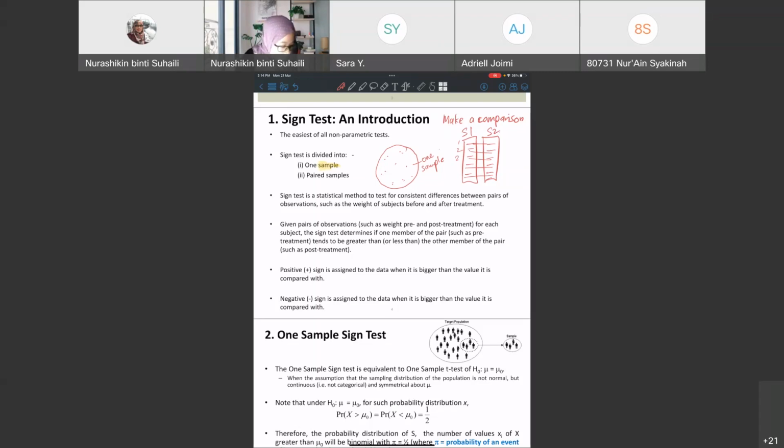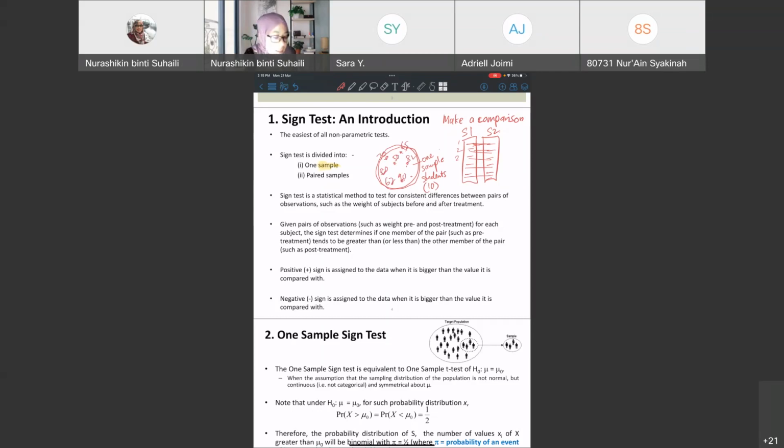Sine test is a statistical method to test for consistent differences between pairs. Okay, between pairs. I mentioned just now, between pairs. Or if let's say you are talking about one sample, let's say one sample of student. Okay, and they are maybe 10 students. So they have their own score. Contohnya score untuk test 1. So let's say this one student A got 70, 50, 65, 80, 90, 82, 62, macam tu kan. So those are the data of that sample.